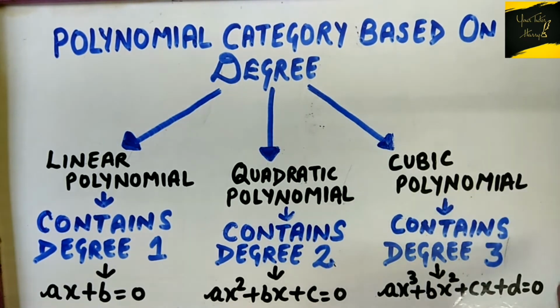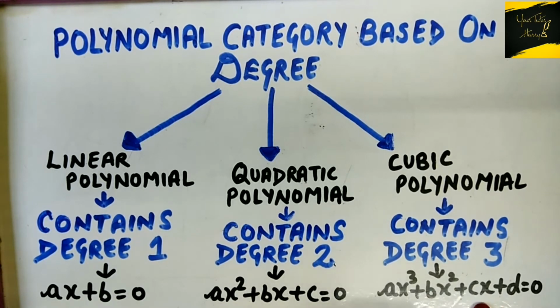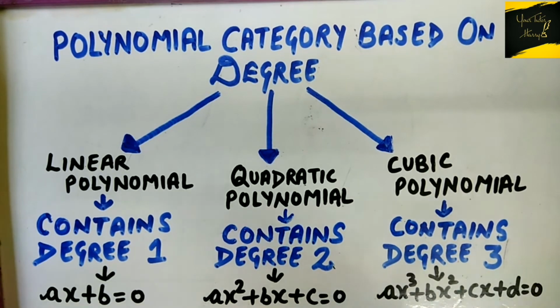Cubic means 3. It contains the degree 3. As shown in the below equation, ax cube plus bx square plus cx plus d is equal to 0. This equation has degree 3. That's why it is called a cubic polynomial. I will clarify this doubt in the next slide. So let's move towards another slide which will tell you what this a, b, c is going to contain.